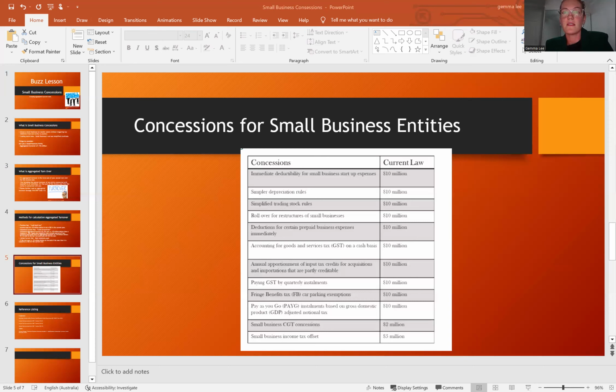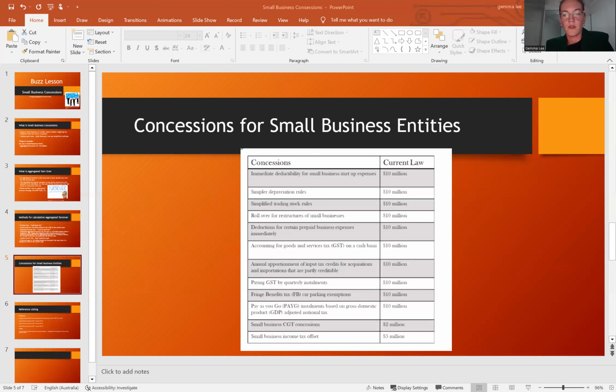Another concession is the simpler depreciation rule. This includes if you have an asset that hasn't cost you more than $150,000, an arm or a leg, then you can claim it as an immediate deduction. So back to Josh. If he bought a machine for less than $150,000 for his company, he can claim this as an immediate deduction. You can see a list on the screen here of all other available concessions.